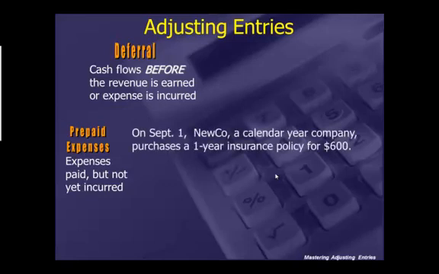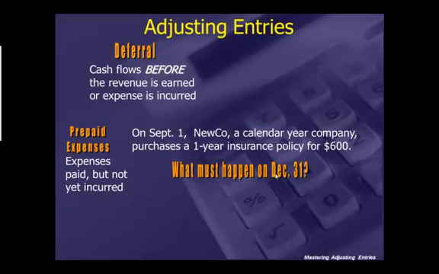So looking at an example, we have September 1st, NewCo, a calendar year company, purchases a 1-year insurance policy for $600. So this will go from September 1 of this year until September 1 of the following year, so that we're going to have an overlap. We need to know what will happen on December 31st because the business has a calendar year end.